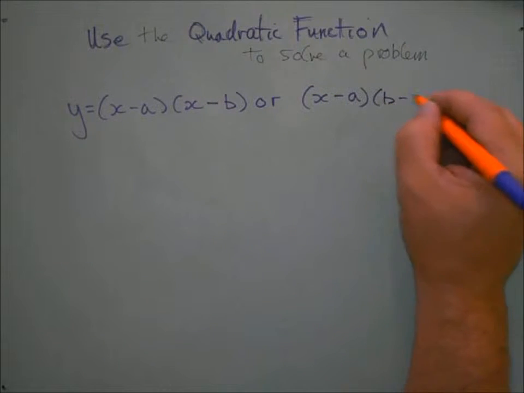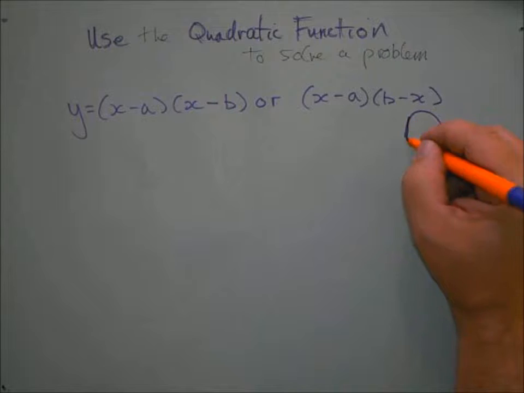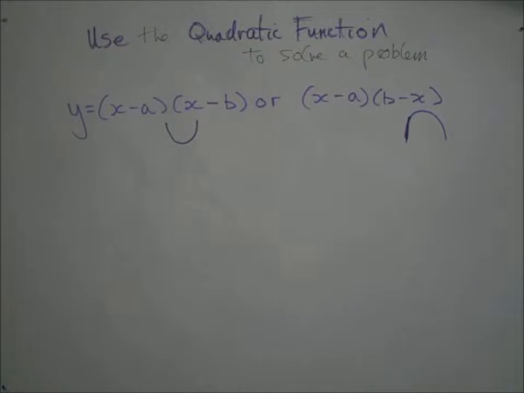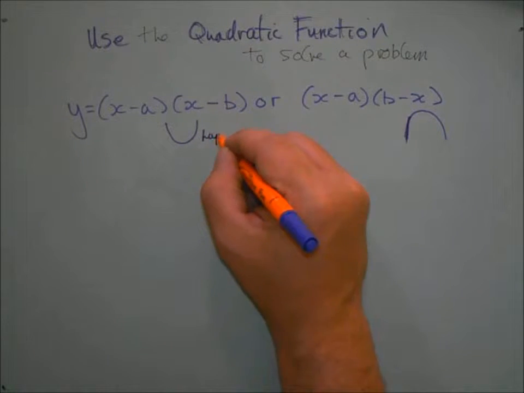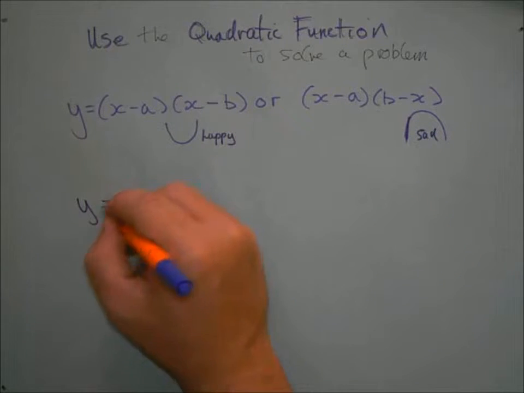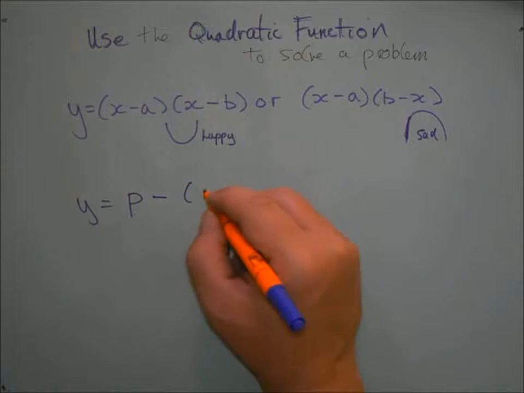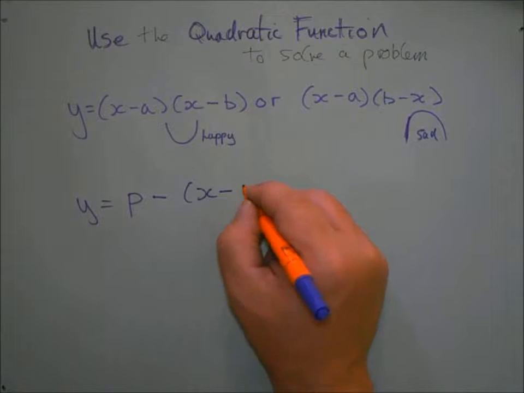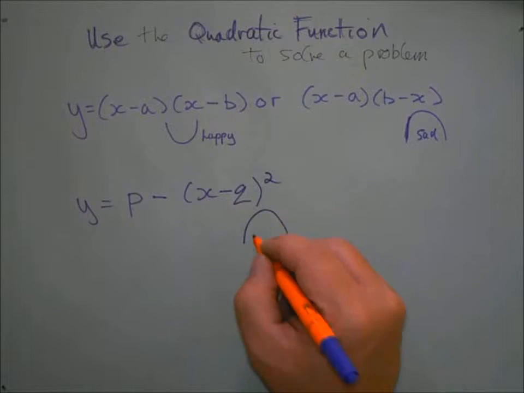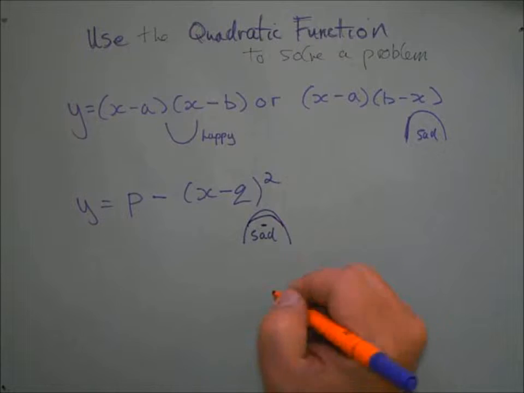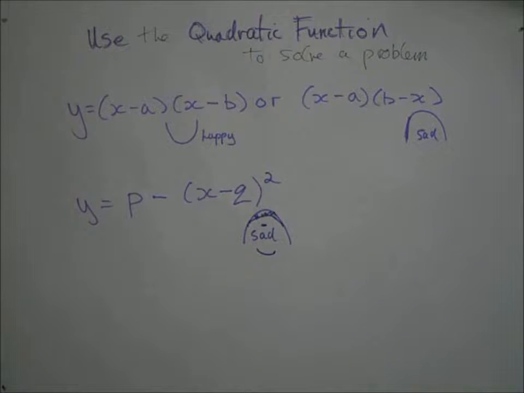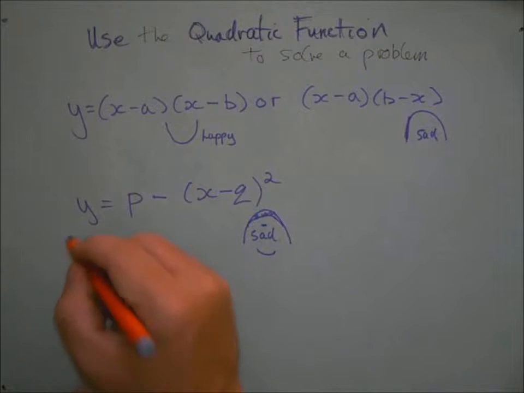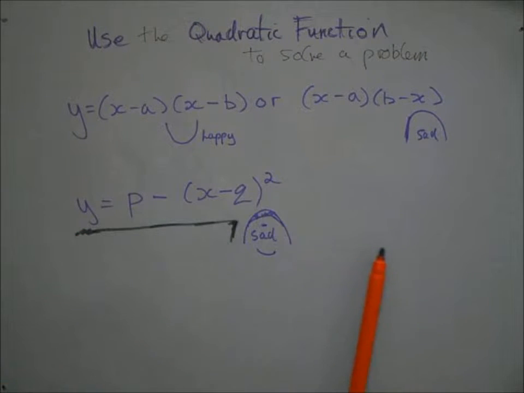So y equals (x minus a)(x minus b) in brackets. That would give us the conventional quadratic, but if we wanted an inverted one, we could use (x minus a)(b minus x). That would give us a negative gradient. Then also the completing the square way of looking at it, where p is the maximum height or the maximum depth of our quadratic, and q is the position of that height or depth.